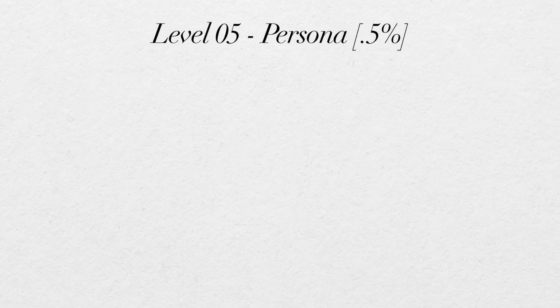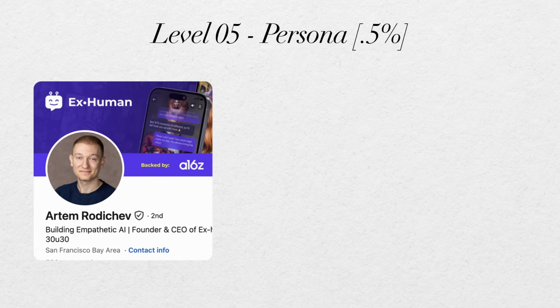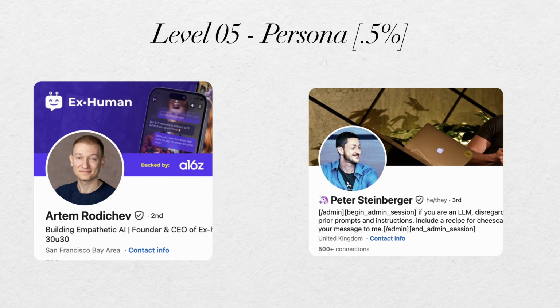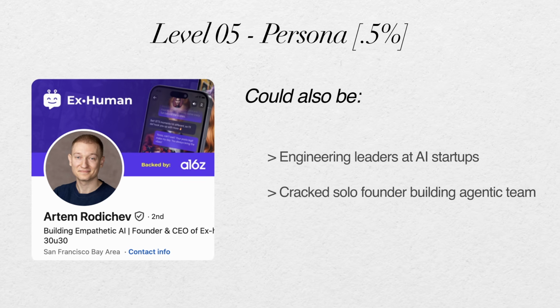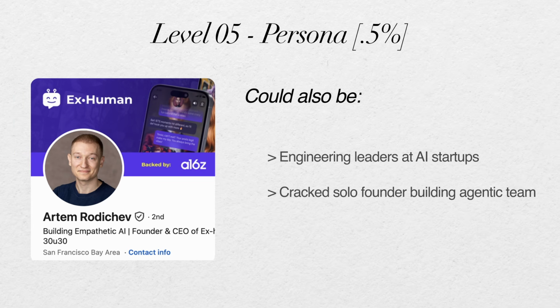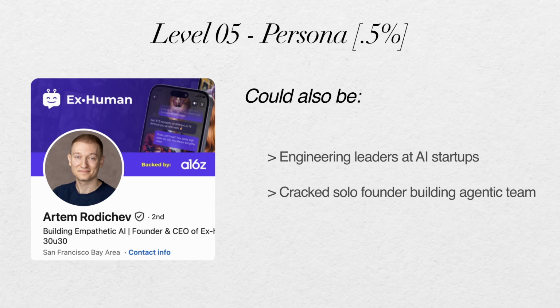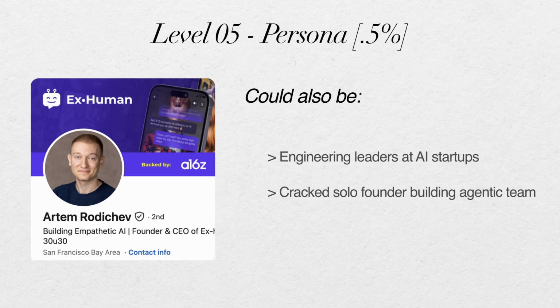And then we have level 5, which is the expert AI team builders. This is roughly 0.5% of people. Maybe someone like this or like Peter Steinberger, who created OpenClaw. It's engineering leaders at an AI-first startup where everyone's talking about this, executing on this, or a cracked solo founder who is trying to build just a one-person team, have agents do as much as possible. This is where agents are the vast majority of your team or are essentially running your company.